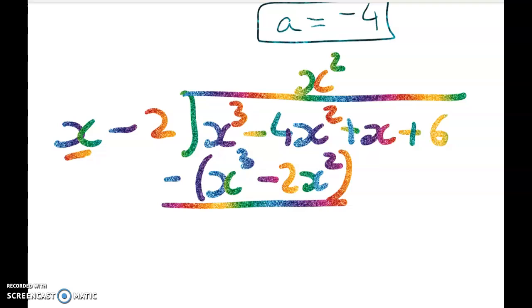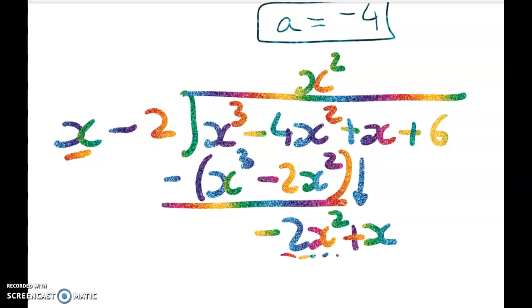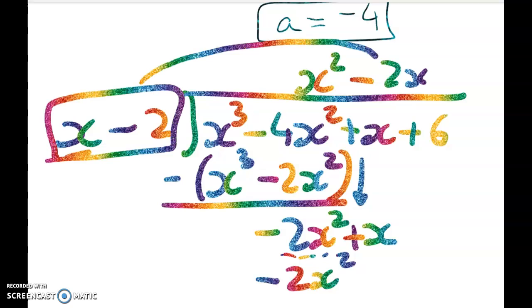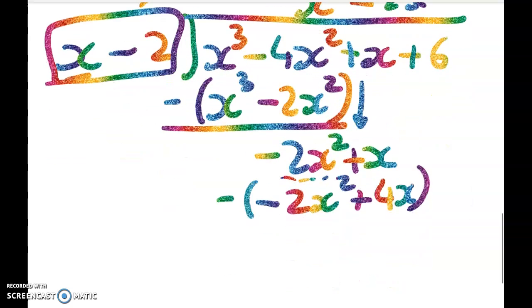We're subtracting that. We're left with negative 4x squared plus 2x squared, so negative 2x squared. Bring this down, we've got plus x. Right, now we're matching on this thing here. We've got minus 2x squared, multiplying this by this, right? So here we've got plus 4x.